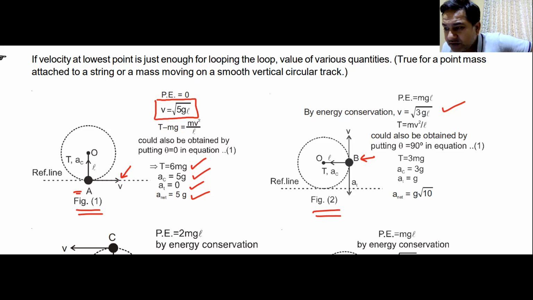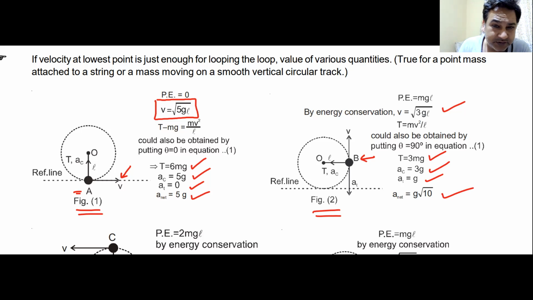Lowest point, it is root 5gl. At the middle point, it becomes root 3gl. And when it goes up to the highest point, it becomes root of gl. Please note it down, everyone. The tension would be 3mg, centripetal acceleration is 3g, tangential acceleration is g, net acceleration is g under root 10. So all points are derived from equations. If you can write them down, that would be good enough. I'll give you a minute to note it down.